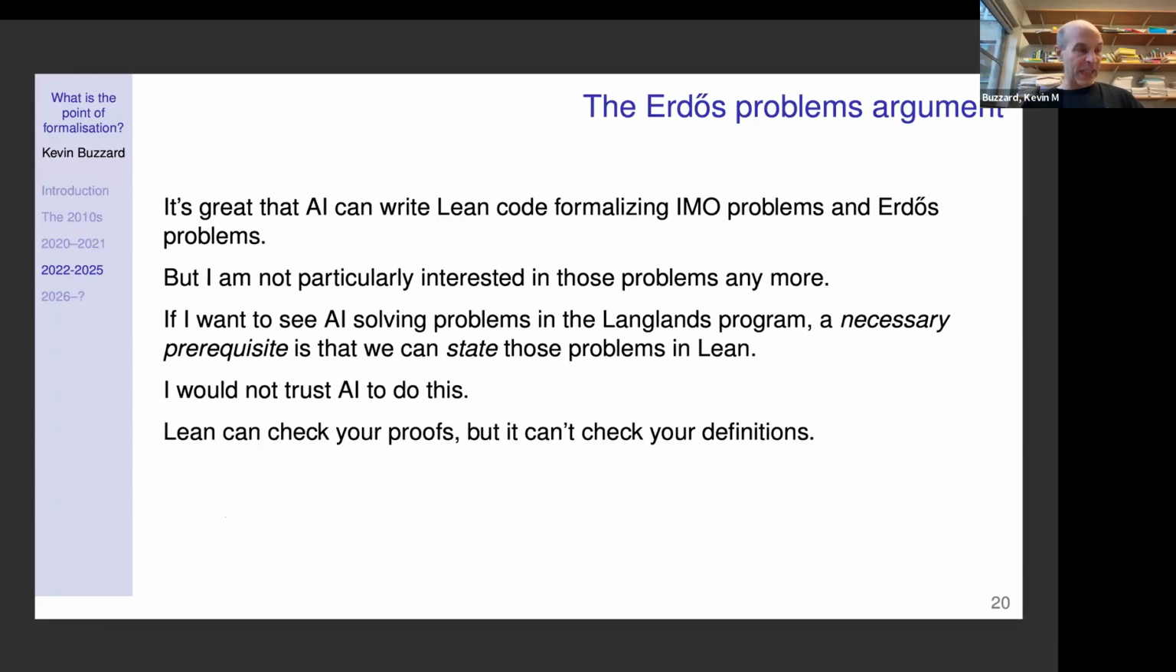Because Lean can check your proofs, but it can't check your definitions. You forget one of the axioms of an automorphic form, and Lean isn't going to say this definition is wrong. Lean's going to say what you've written here is a mathematically valid definition of something, right? It's not going to say it's wrong. It's going to say yes, this compiles, but it is going to be wrong.